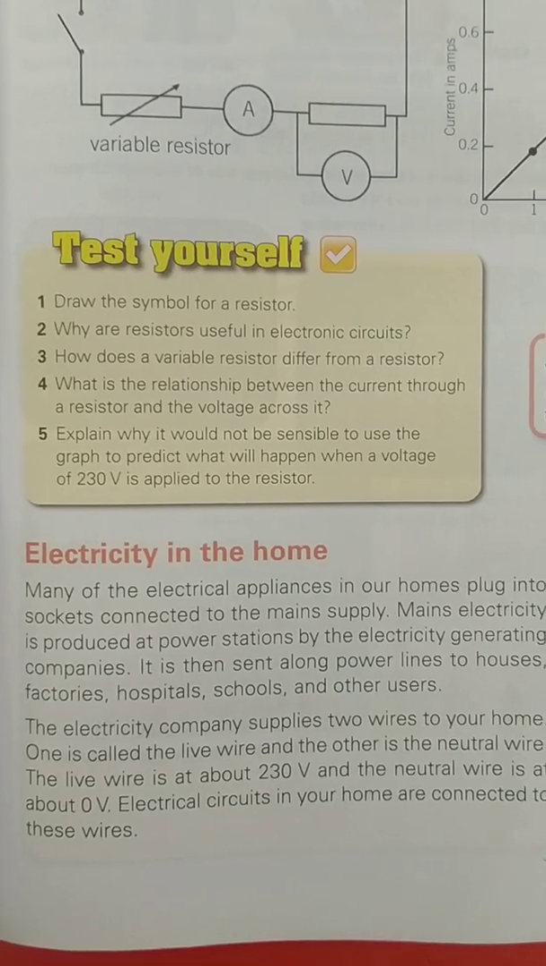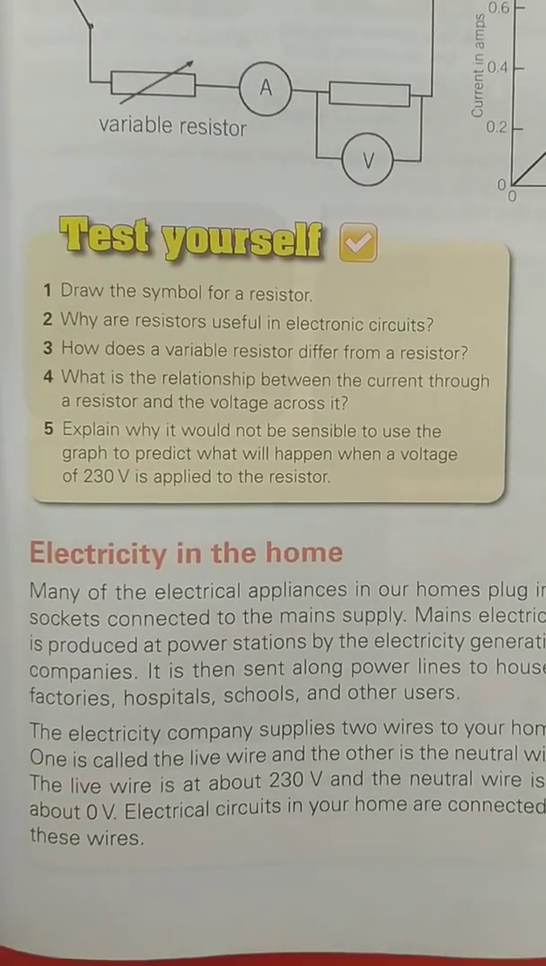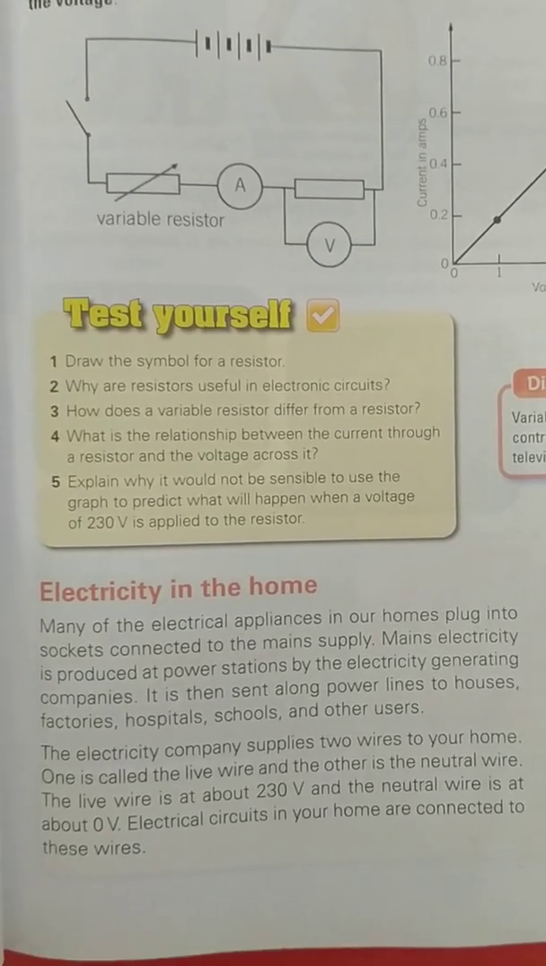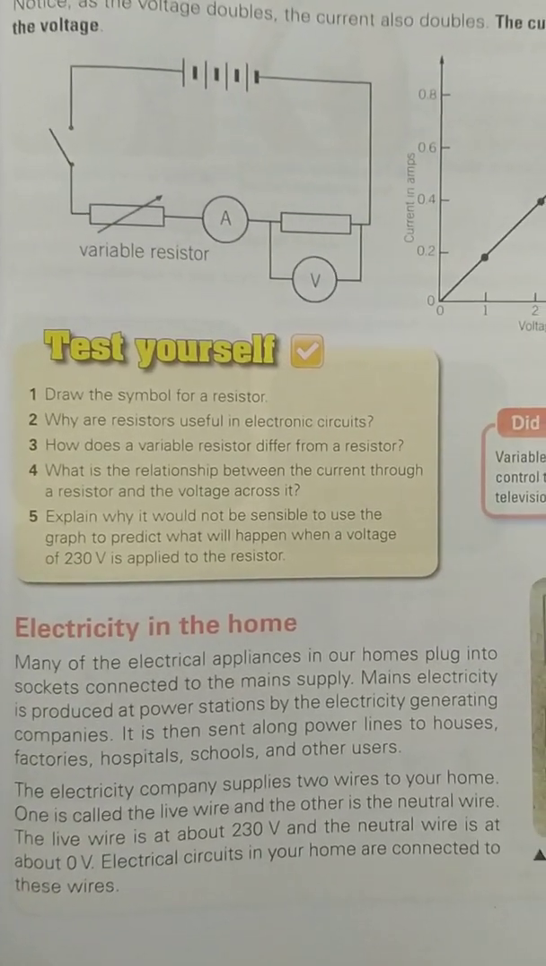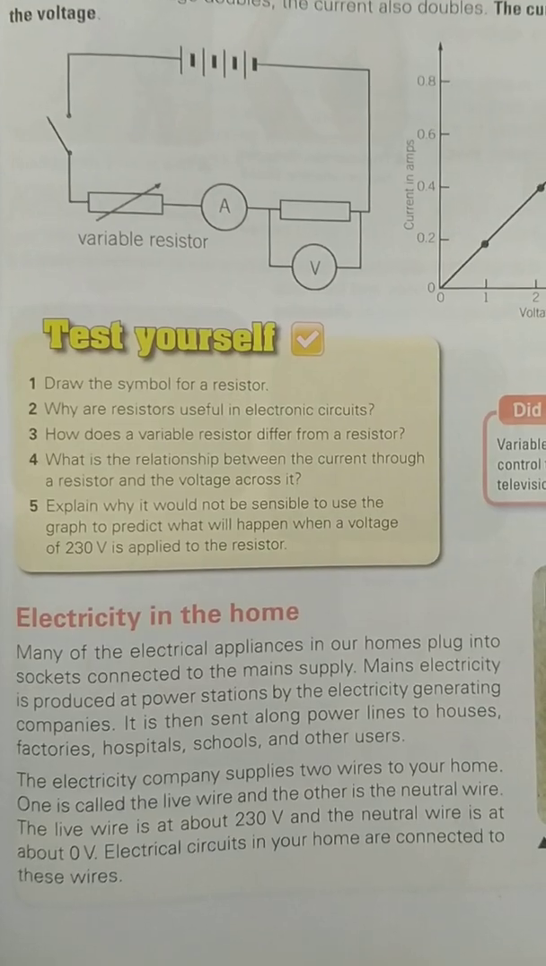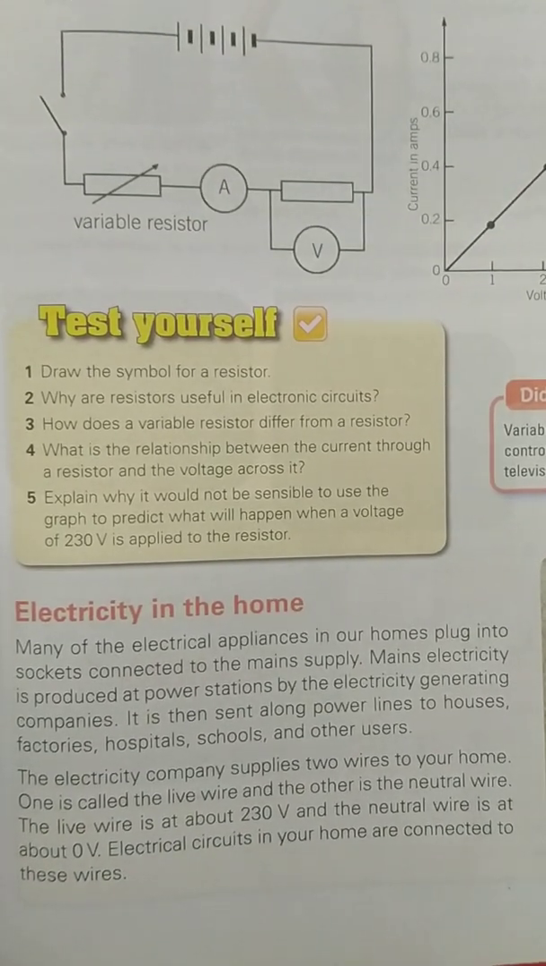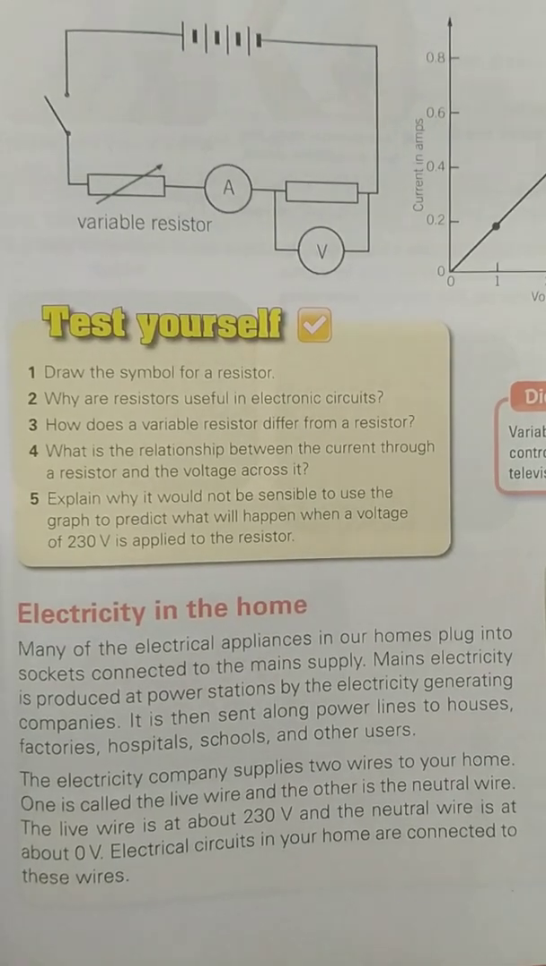Okay students, now we are going to talk about your new topic, electricity in the home. Many of the electrical appliances in our homes are plugged into sockets connected to the mains supply, as you all know. Mains electricity is produced at the power station by electricity generator companies, and then it is transferred to our schools, homes, and different places.